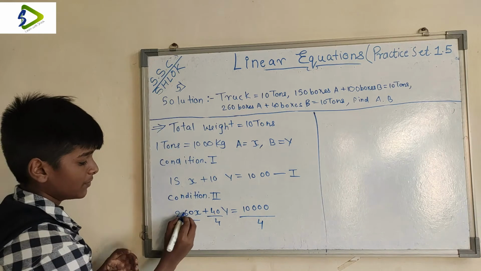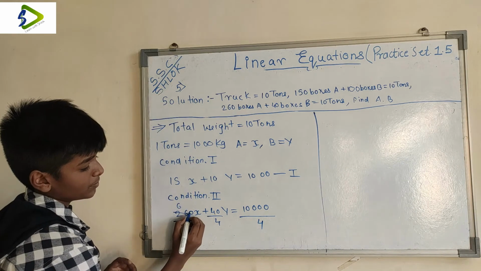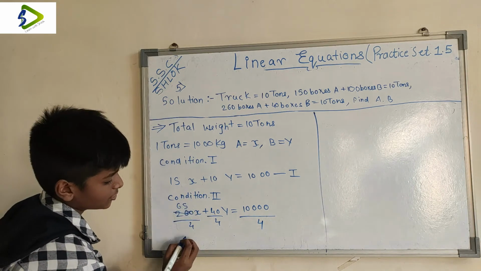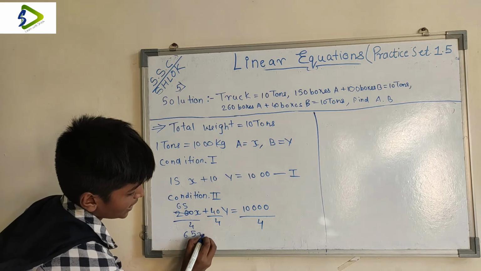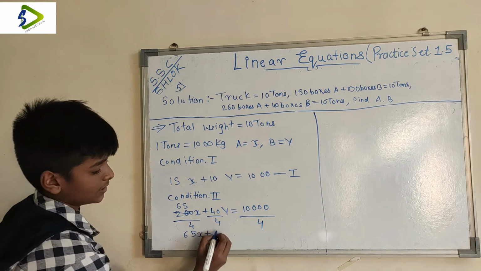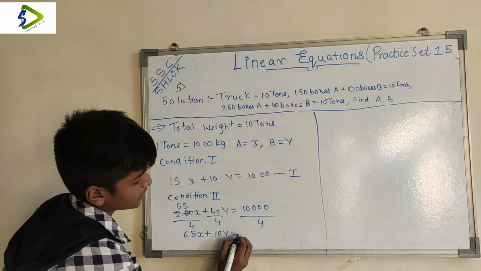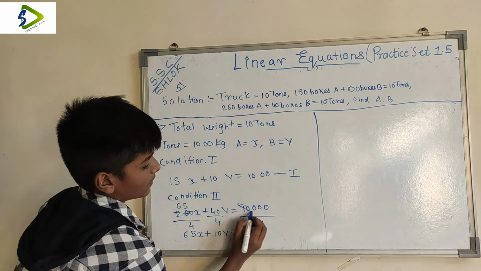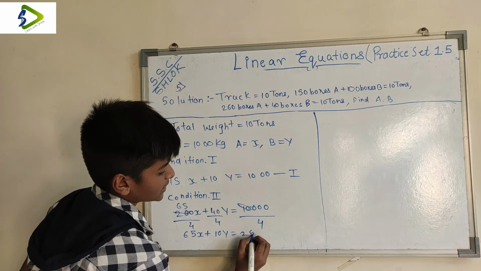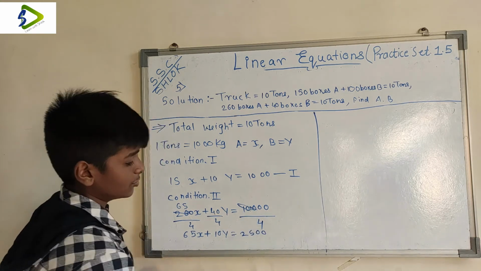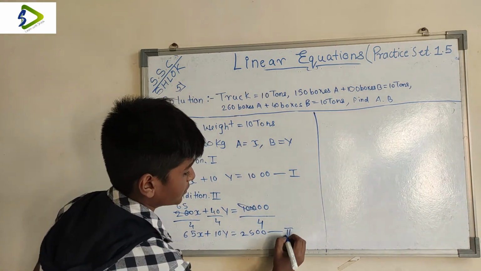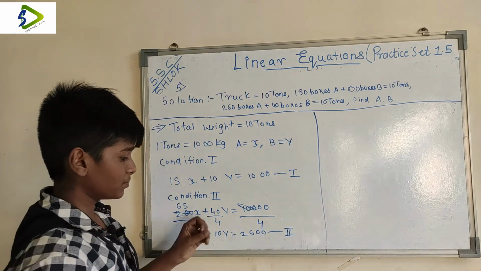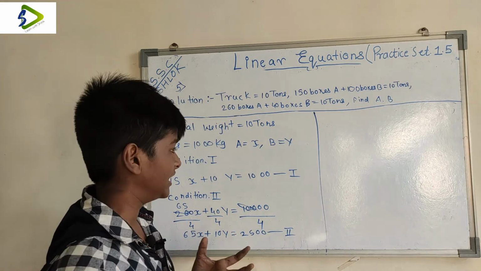Now if you divide this by 4: 4 6s are 24, 2 remains, and 4 5s are 20. So it becomes 65x plus 10y is equal to, 4 2s are 8, and 2 remains, 4 5s are 20, and 0 0. So this is the second equation. Our equation is 65x plus 10y is equal to 2500.